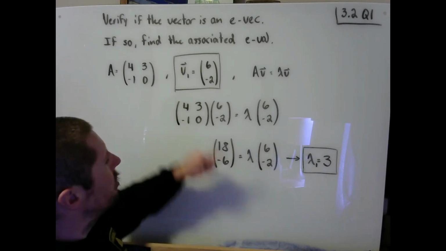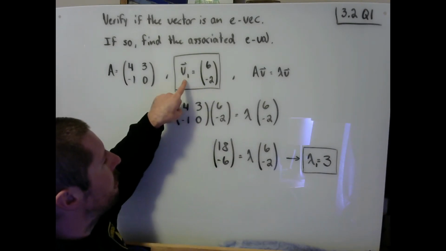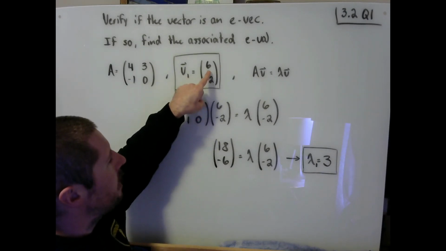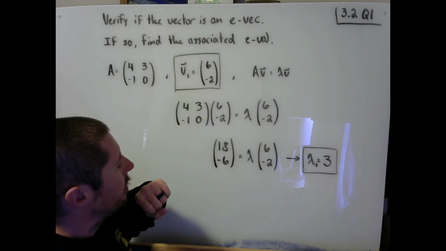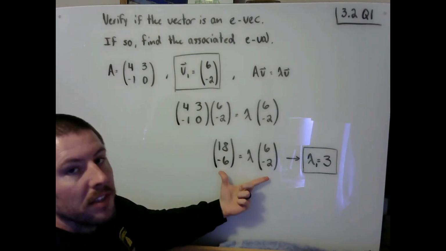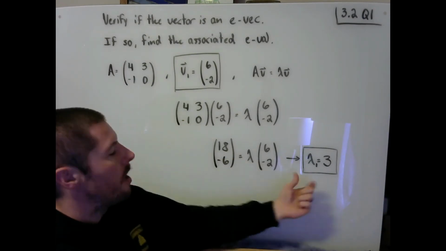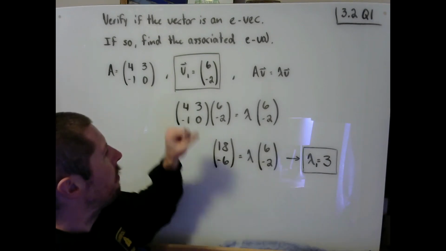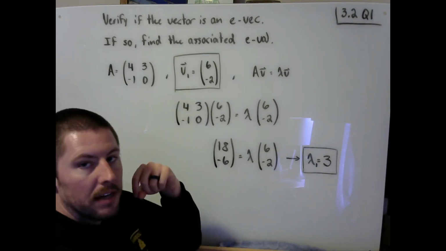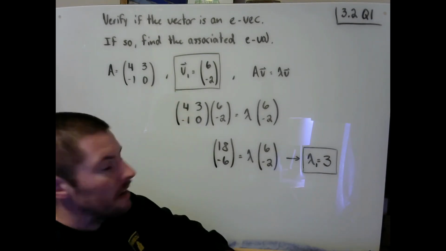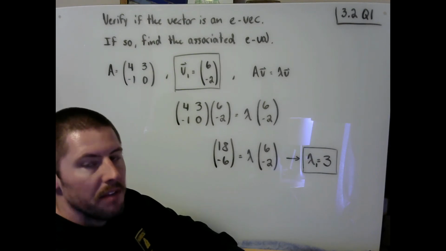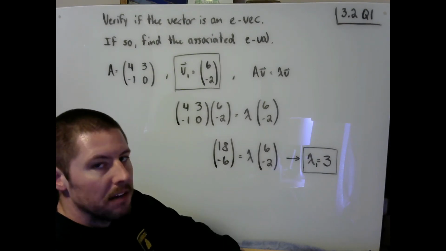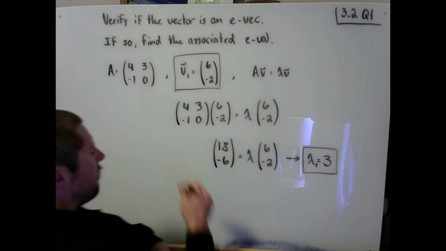On the other hand, you should notice that if we had instead for v1 used the vector (3, -1), we would have actually arrived at an equivalent statement to this over here that would have also given us the same eigenvalue of 3. We want to remember that if you have found one eigenvector, you have found an infinite number of eigenvectors. Any constant multiple of an eigenvector is also an eigenvector associated with that eigenvalue.